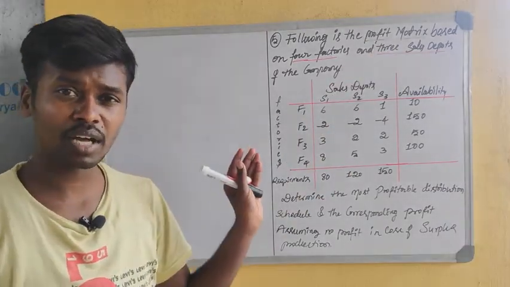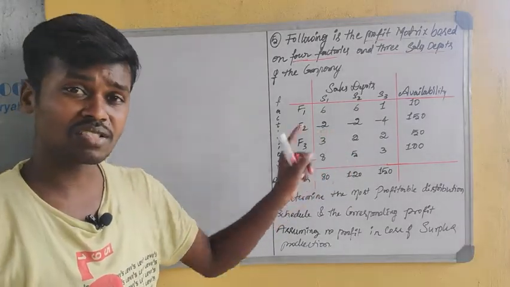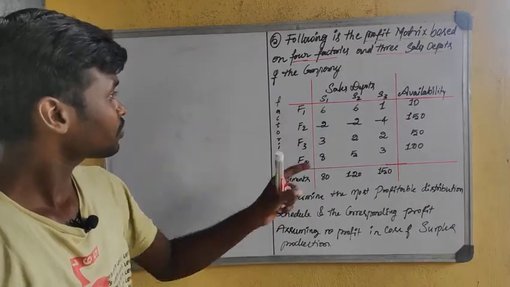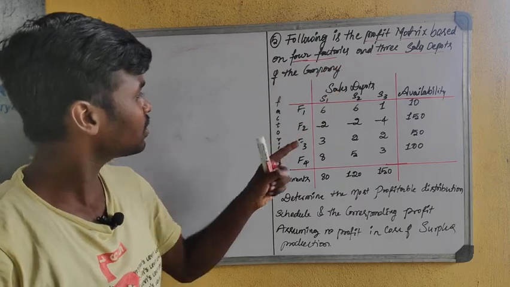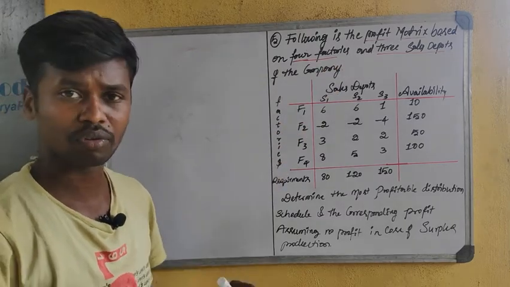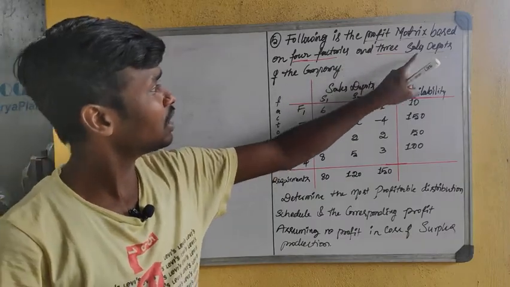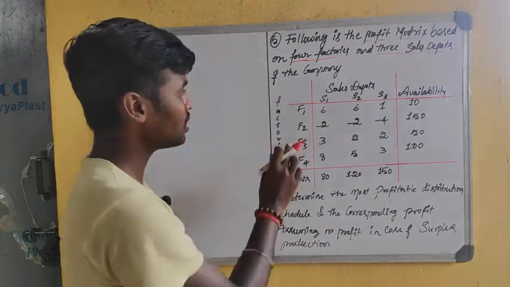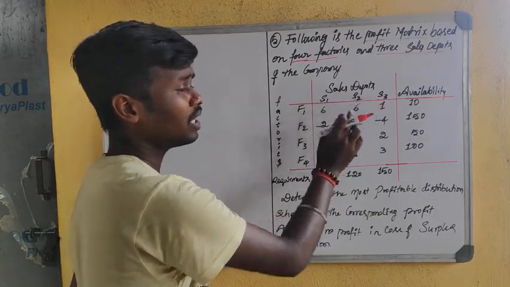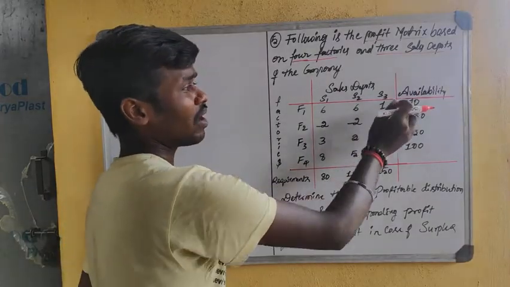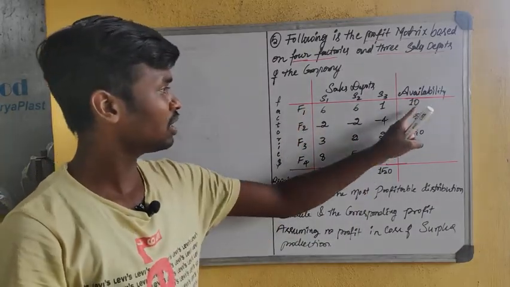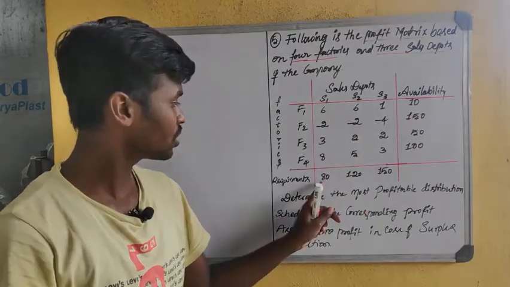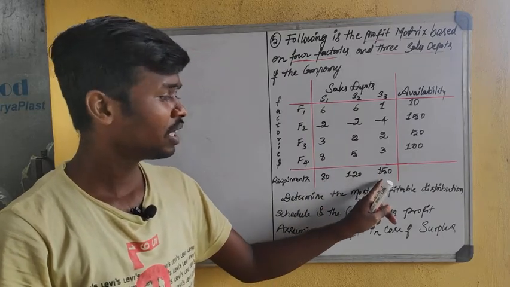In previous problems you had cost related information, but in this problem they have given the profit information. They have also given 4 factories, that is factory 1, factory 2, factory 3 and F4, and 3 sales depots for the company, sales depot 1, 2 and 3. The supply, that is the availability of the various factories, is given as 10, 150, 50, 100, and the requirements for the sales depots are 80, 120 and 150.